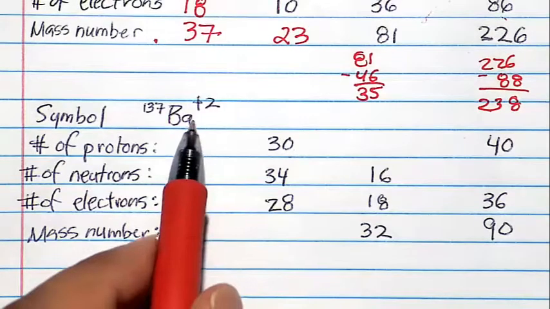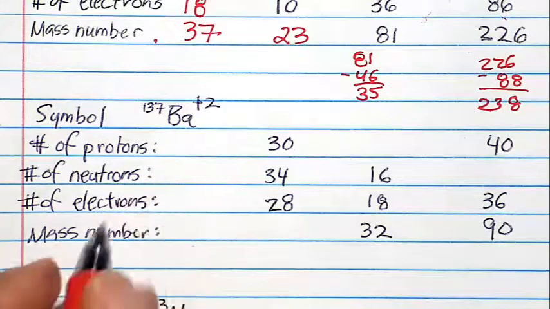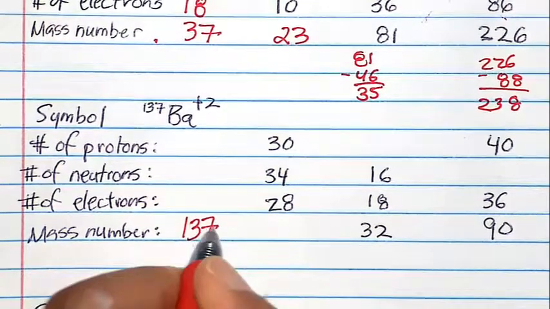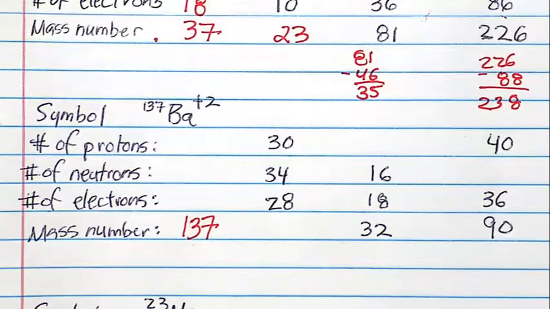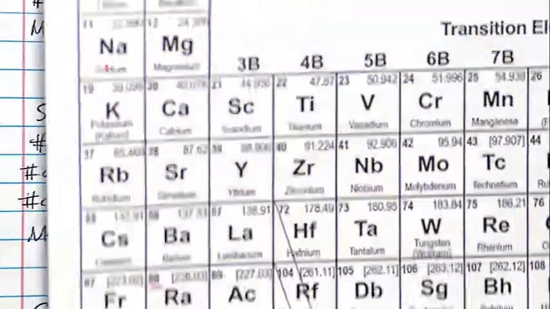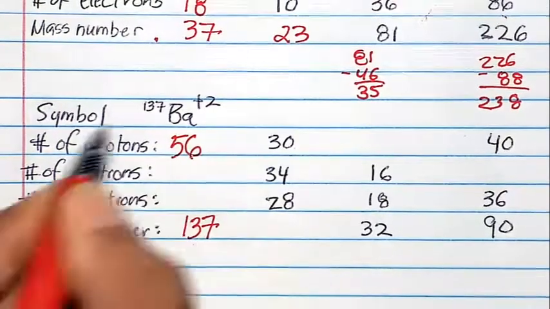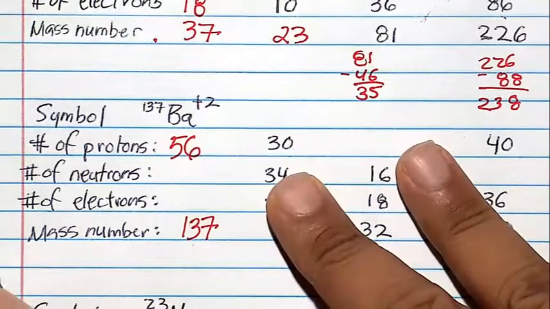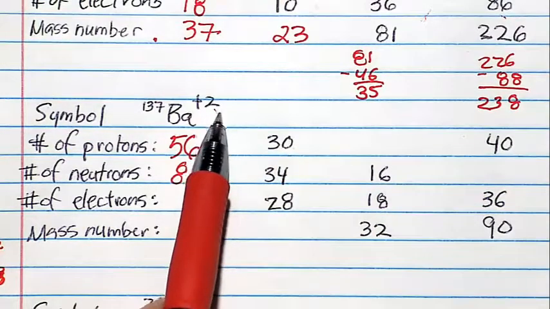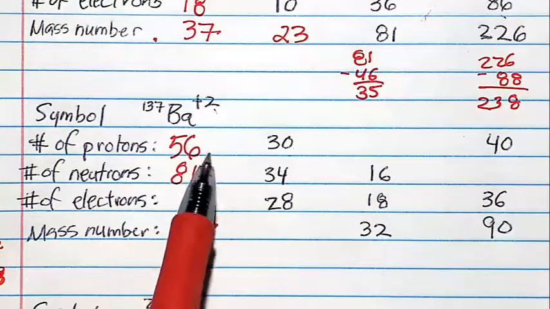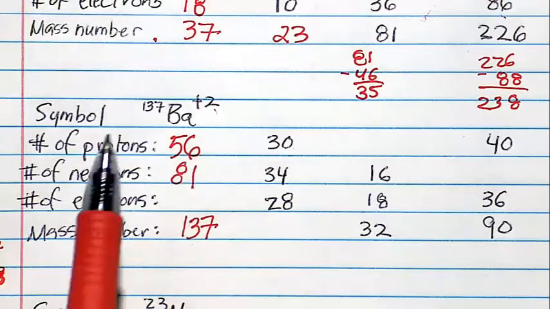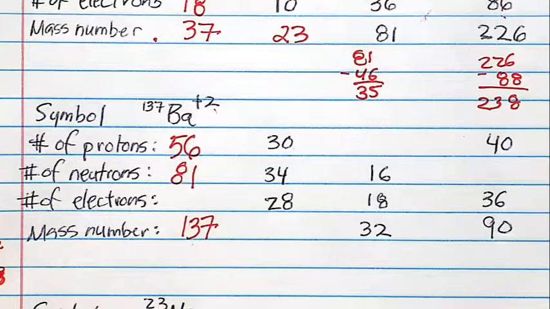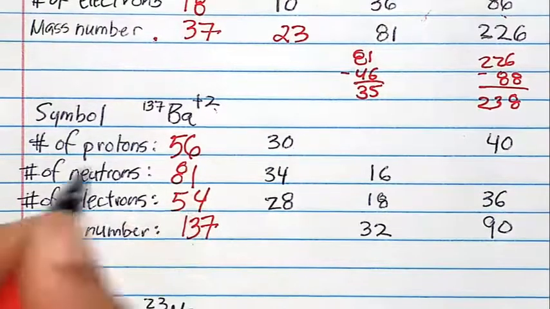All right, barium plus 2 has a mass number of 137. The number of protons in barium is 56. Number of neutrons is going to be 137 minus 56. So whatever that math turns out to be, 81 neutrons and plus 2, which means that this has lost 2 electrons in order for barium to have the plus 2 status. So we have 54 electrons.